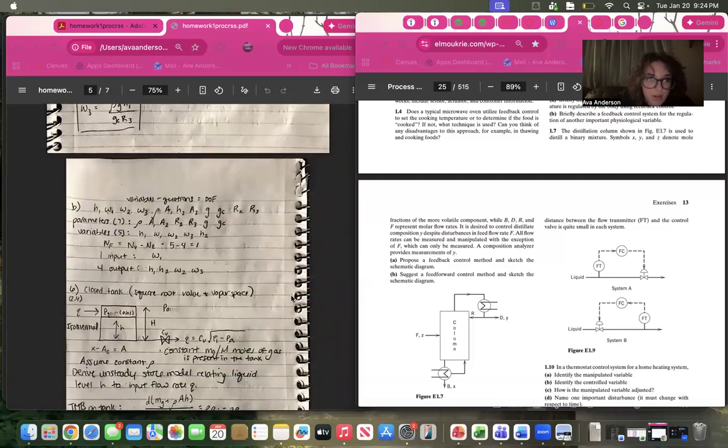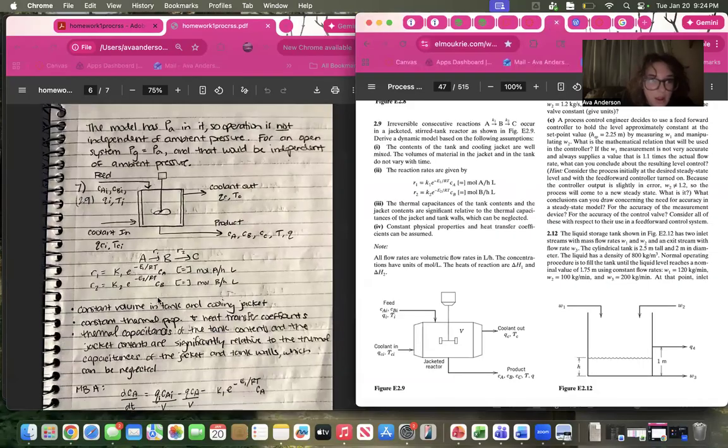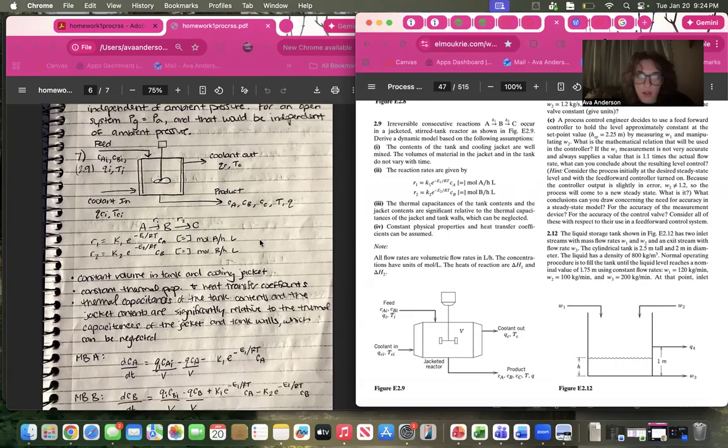Seven was probably the one that I understood the least. Let's see if I can pull it up again. Okay. We're looking at irreversible consecutive reactions from A to B to C in a jacketed stirred tank reactor. They give us four assumptions that we can follow. The contents of the tank and the cooling jacket are well mixed, and those volumes are also constant. They give us the reaction rates, R1 and R2.